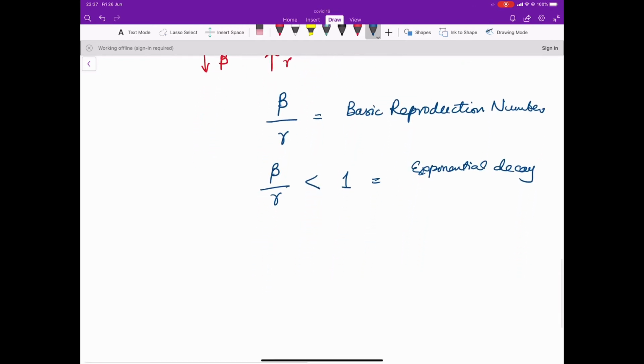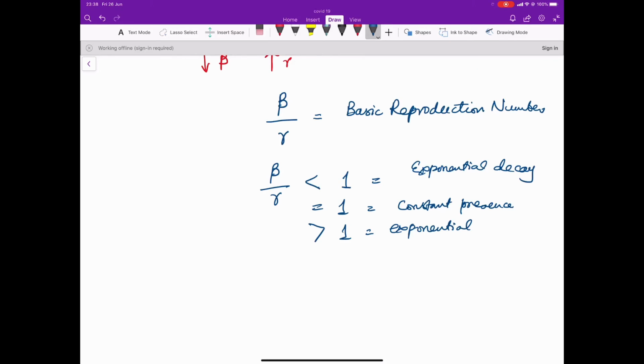If it is equal to 1, then it would lead to a constant presence of the illness, and if it is greater than 1, then it would lead to exponential rise, which we are seeing at the moment, because the cases are gradually increasing.